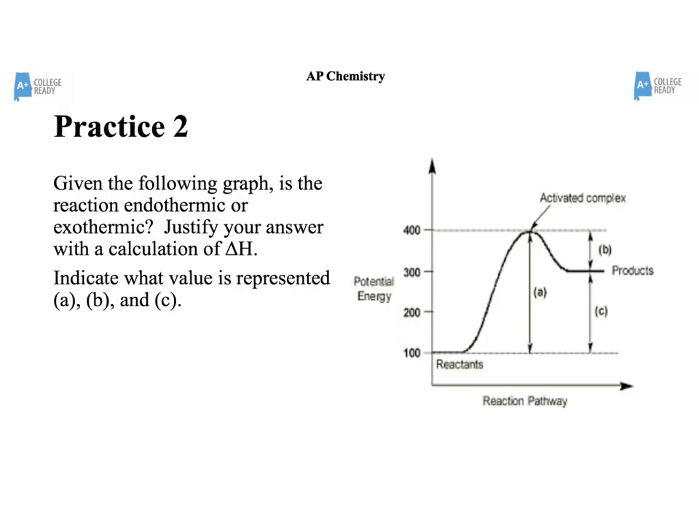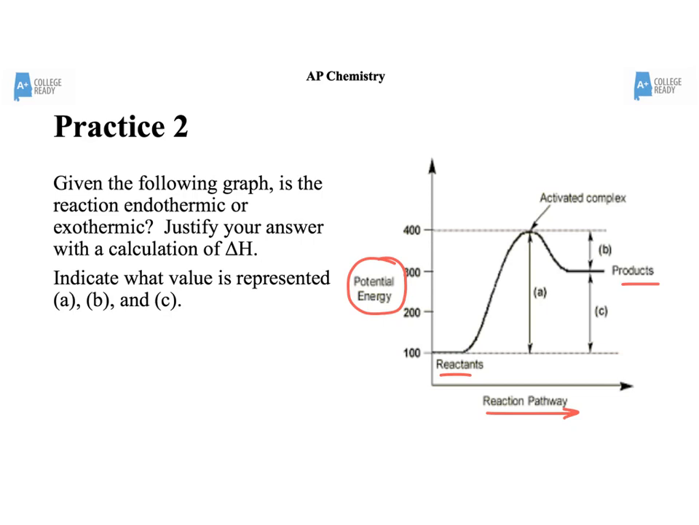So let's look at a practice graph. We're given a graph over here. Again, it's potential energy. It doesn't have the units on there, but note that it's usually in kilojoules or sometimes joules. And we also have the reaction pathway, which means the reaction is proceeding. And they even tell us this. We're proceeding from the reactants to the products. And it says, given the following graph, is the reaction endo or exothermic? Justify your answer with a calculation.